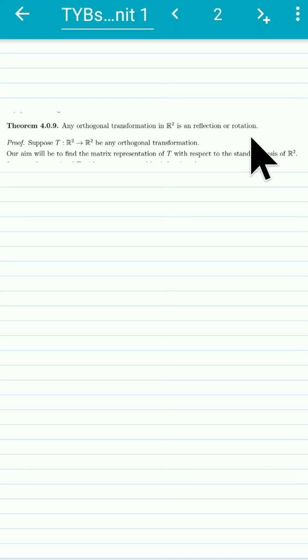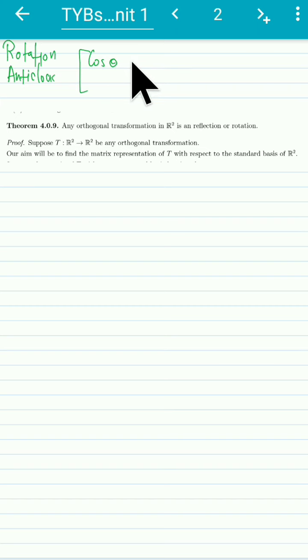In the previous video, we discussed the matrix representation of this. Let us just revise that. The matrix representation of rotation in the anti-clockwise direction is given as cos theta, minus sin theta, sin theta, cos theta. Correct? This represents an anti-clockwise rotation.